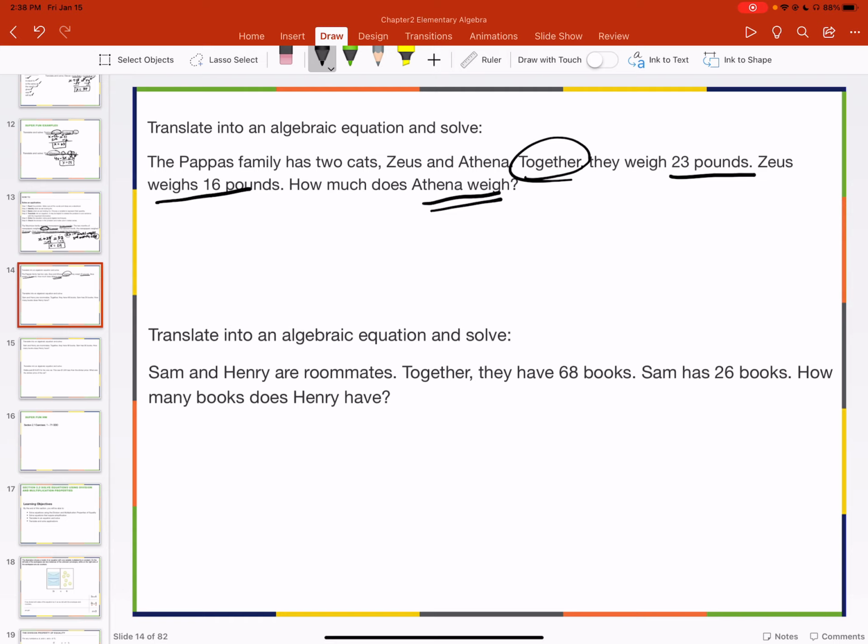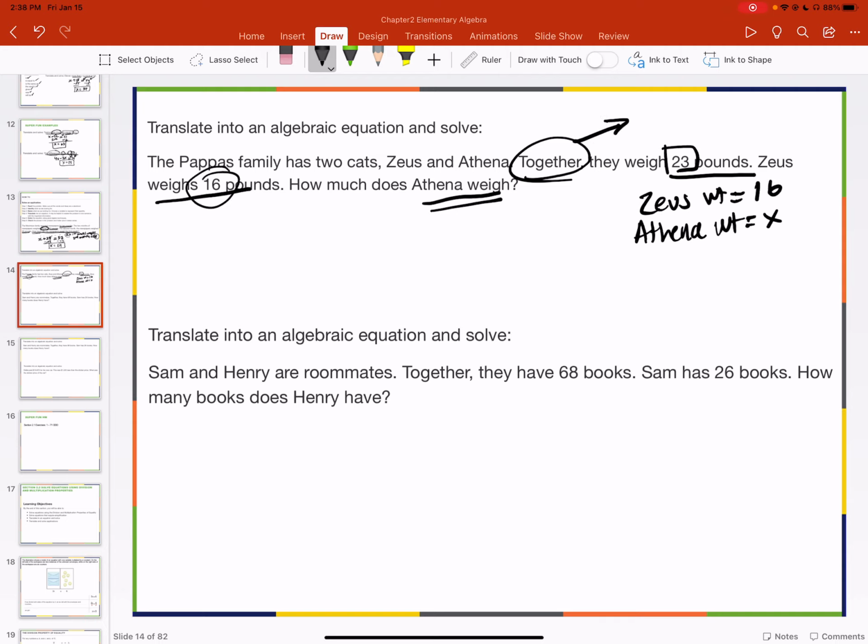All right, so we have two cats. We have Zeus and we have Athena. So their weight, I'm talking about their weight. Okay, what are they asking for? They're asking for Athena's weight. So Athena's weight is going to be our X. Okay, so we're going to let X equal Athena's weight. And Zeus's weight is 16. But together they weigh 23.